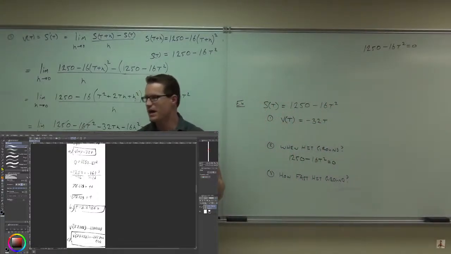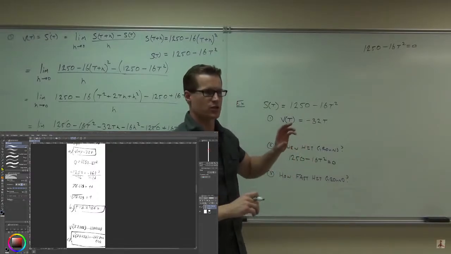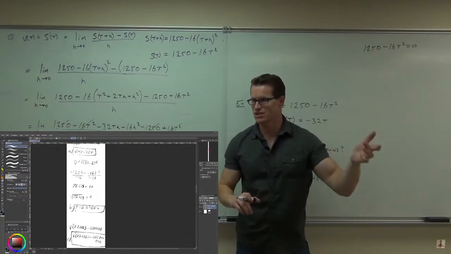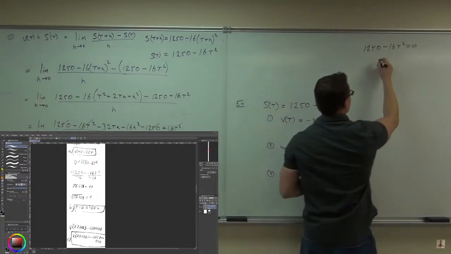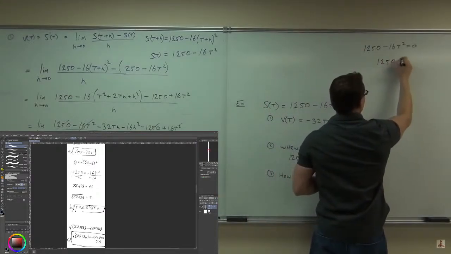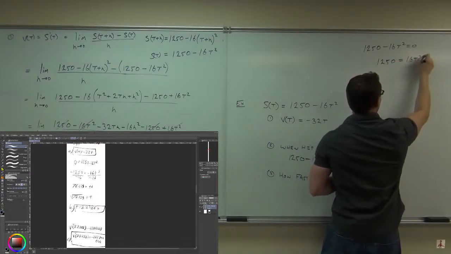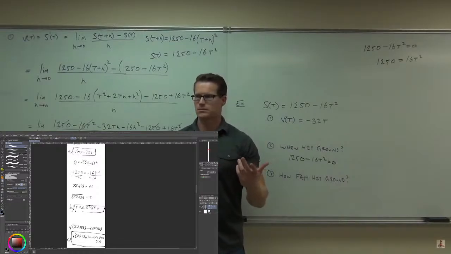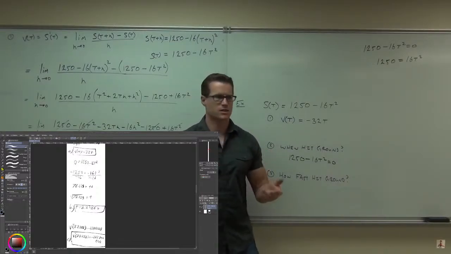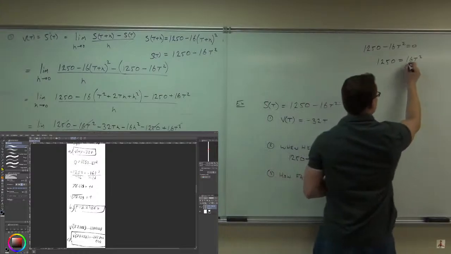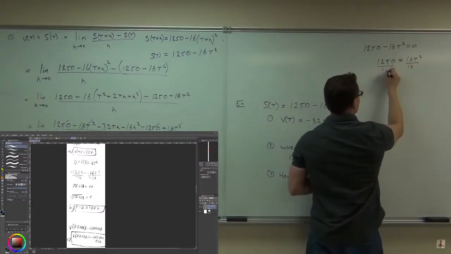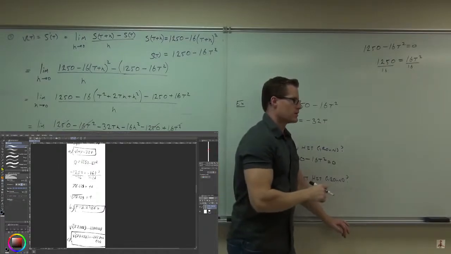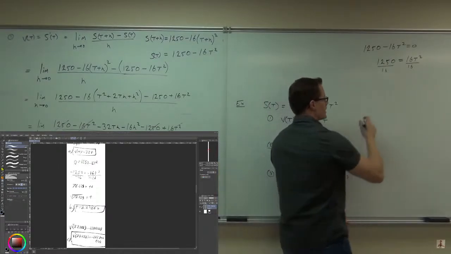There's nothing fancy about it, just get t by itself, which means you're going to probably either subtract 1250 or I would choose to add 16t squared to both sides. Next step, you're going to do what? Divide both sides by 16. You have a simple t squared. So divide by 16. What's 1250 divided by 16? I can't do that in my head. How much is that? 78.125. Yeah.